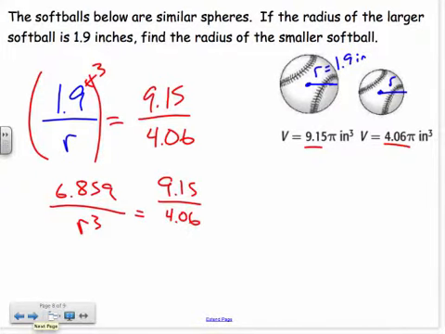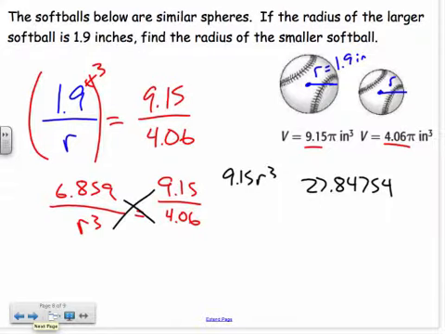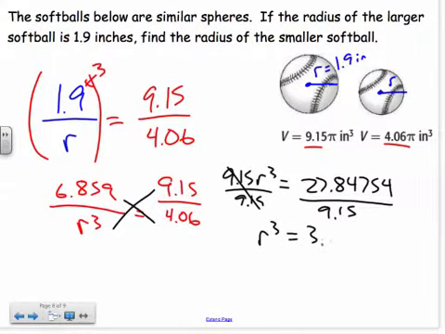Okay, and I can take the cross product here. So I'm going to multiply 6.859 times 4.06, which gives me 27.84754. And then I have 9.15 times R cubed, right? The cross product here. Well, then we divide by 9.15. And that leaves us with 3.043. It goes on for a while. I'll round up right about there.